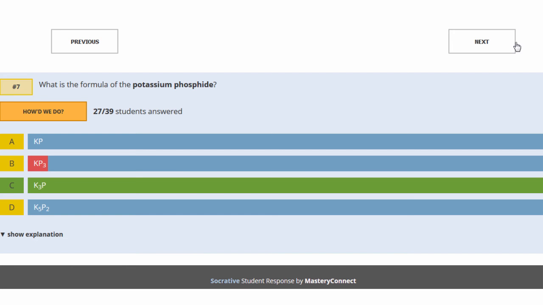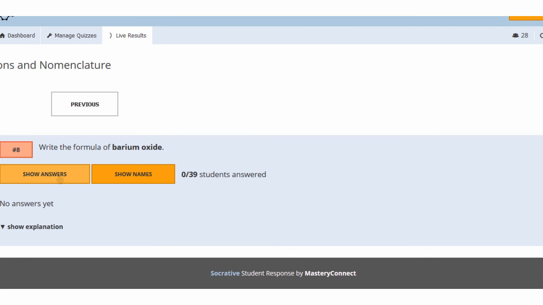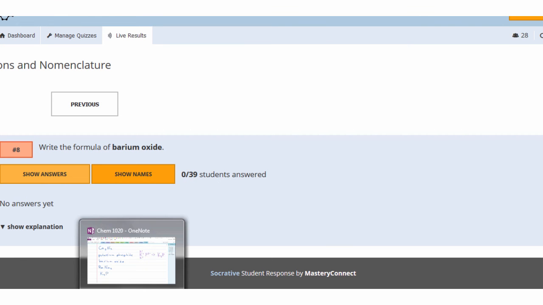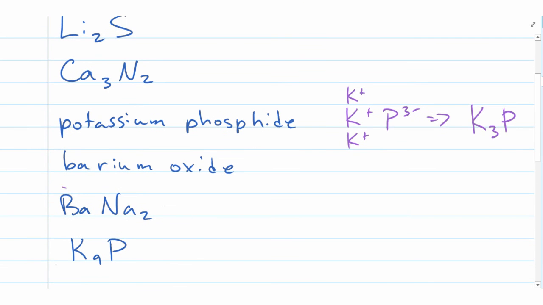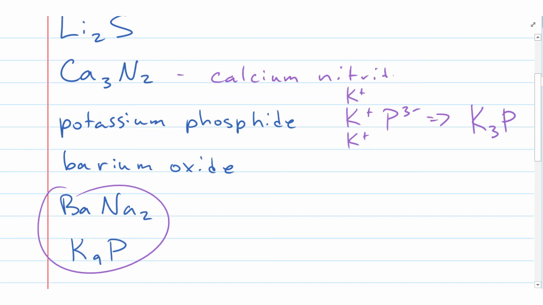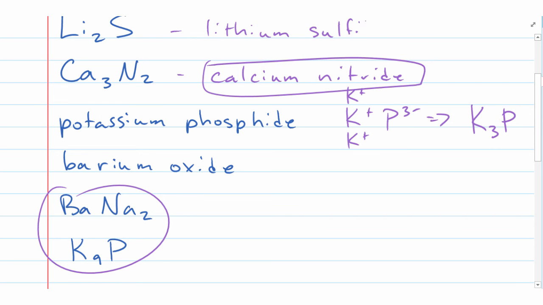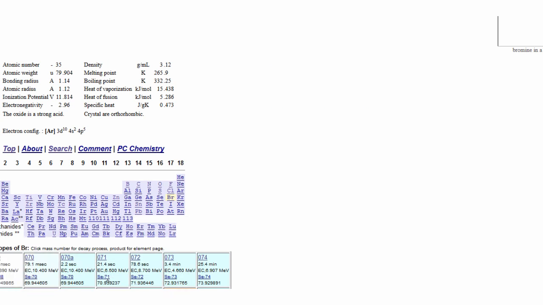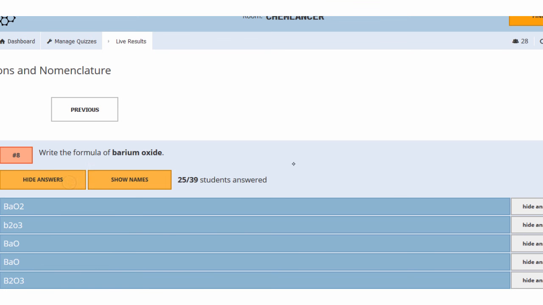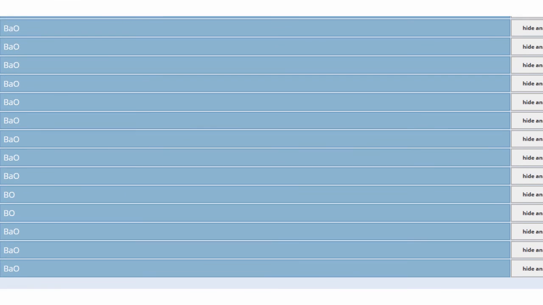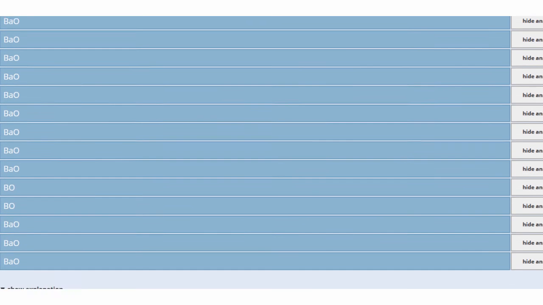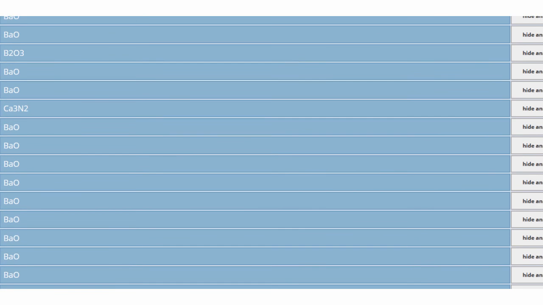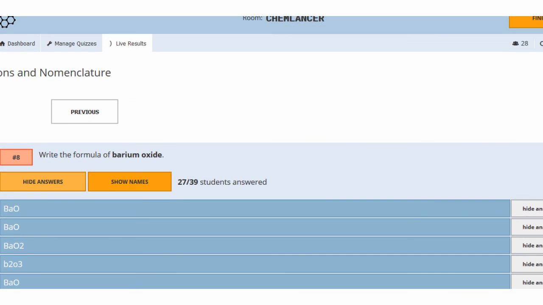And then the last one here. Write the formula for barium oxide. And if you have those done, I have 2 bonus problems right here. All right, we'll take about 5 more seconds. 5, 4, 3, 2, 1. And we have a little variation here, but looks like the majority of us are correct. Some of you just put in B, which is not barium, that is boron. The correct answer is BaO.